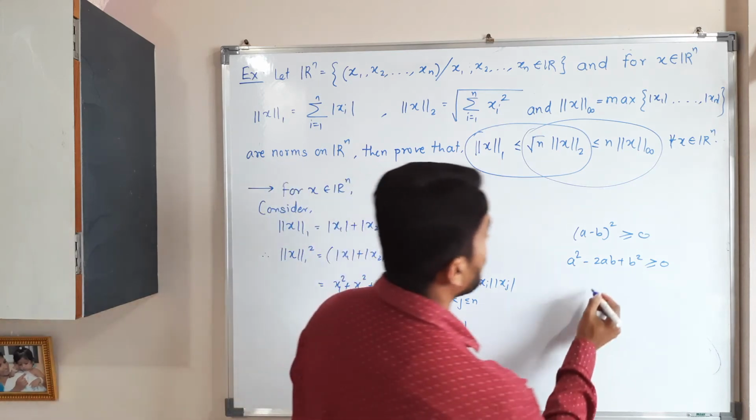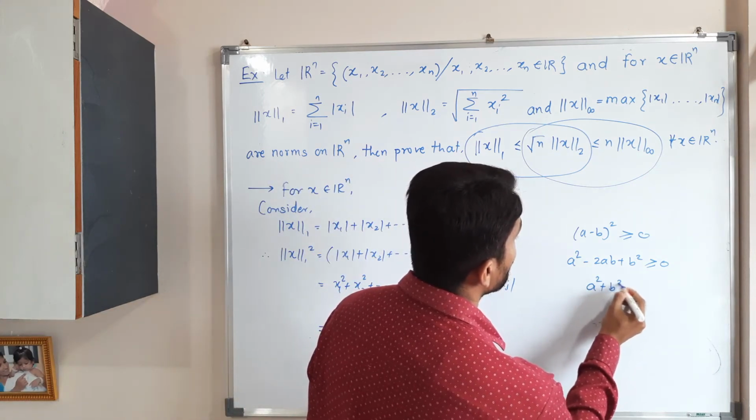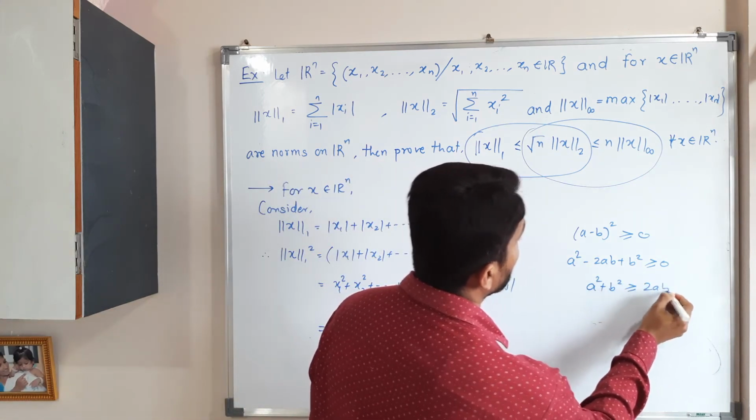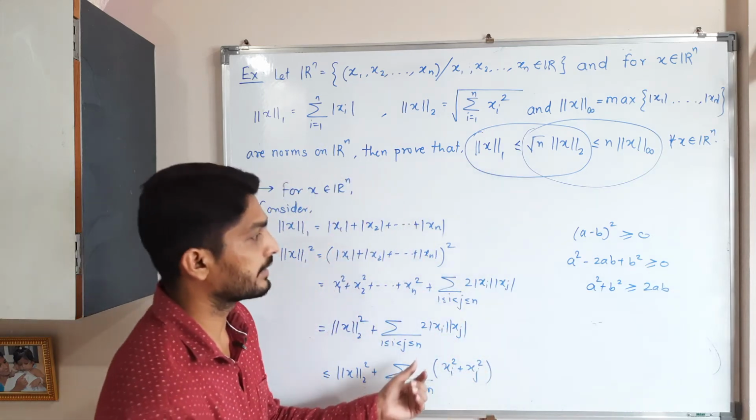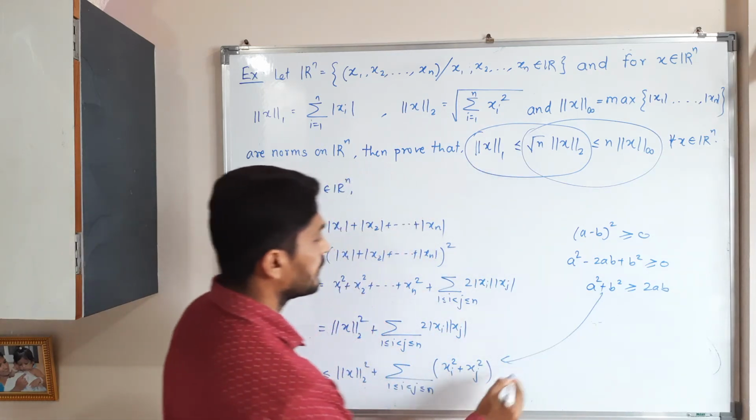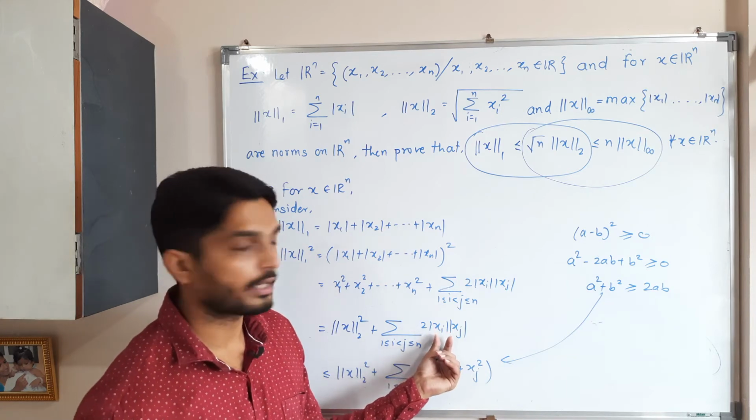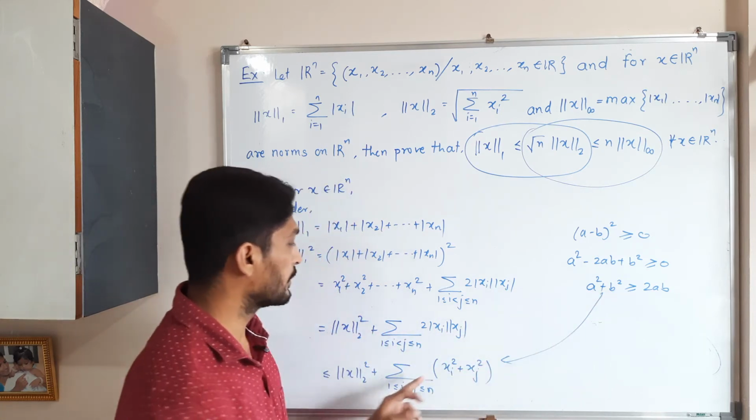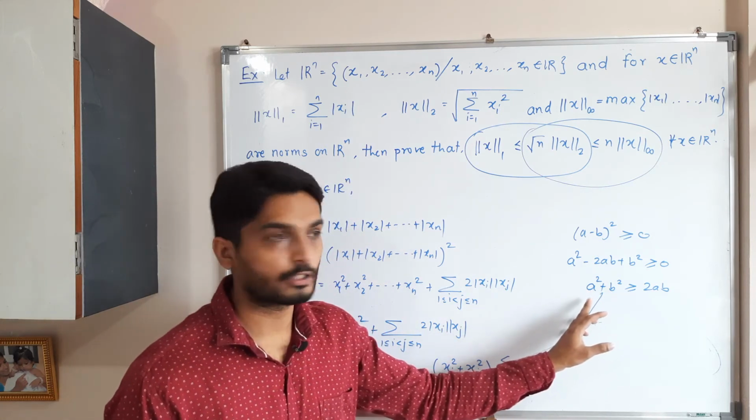So therefore we will have a square plus b square greater than or equal to 2ab. So this is a reason. Okay, so see, 2ab, that type of term we have, so obviously it is less than or equal to a square plus b square. Is it clear to you?